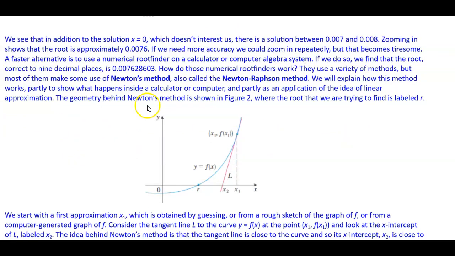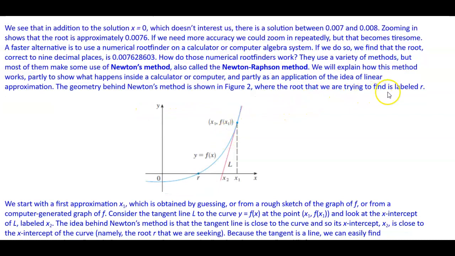The geometry behind Newton's method is shown here, where the root that we are trying to find is labeled r. Here we have this curve, y = f(x), and we want to find this root r. L represents the tangent line to that curve. We have x1, which has an output of f(x1), and this tangent line goes to the point x2.